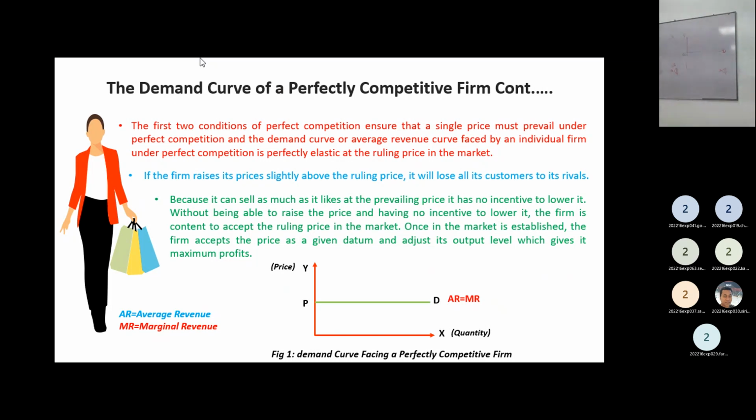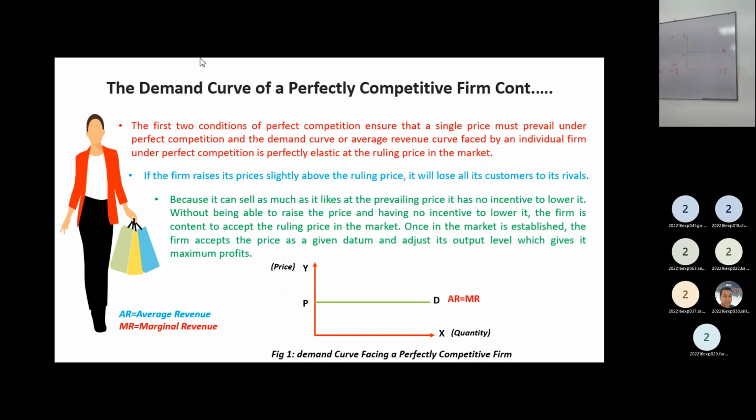So if the firm increases its price slightly above the ruling price, it will lose all its customers to its rivals. So once you increase your price more than this price, what will happen? Your customers may switch to other companies or other competitors. Clear?